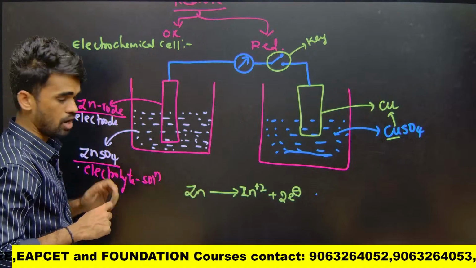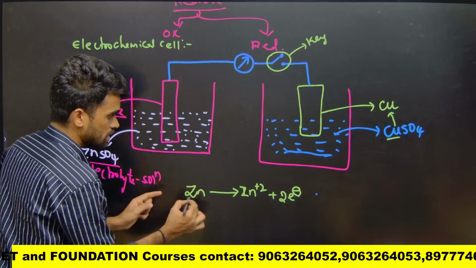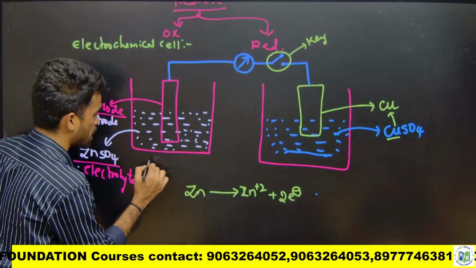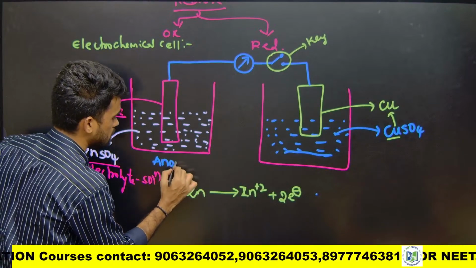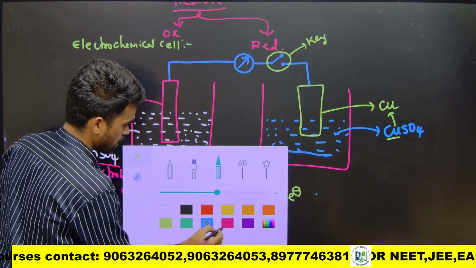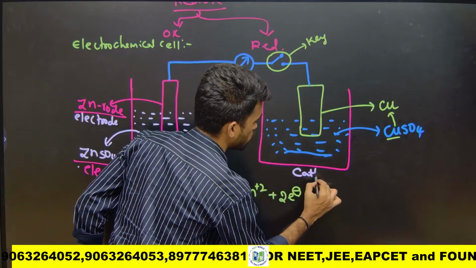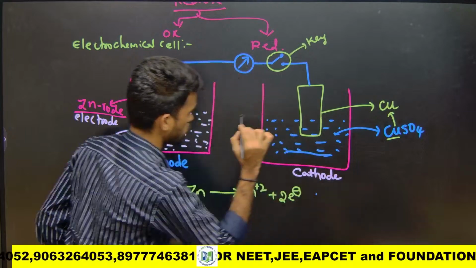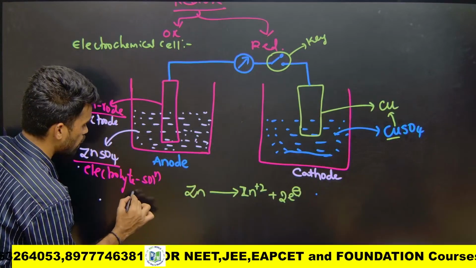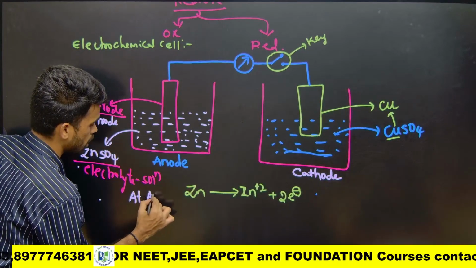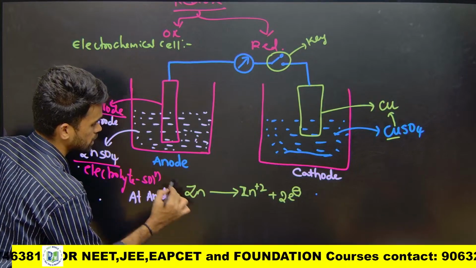This side. Wherever this oxidation is taking place, this compartment is called the anode compartment. And the other one is called the cathode compartment. So at the anode what is happening? Oxidation is taking place, right?